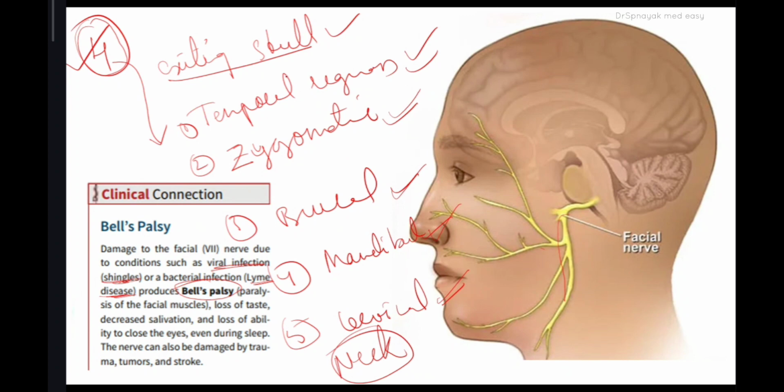Okay, so I told you these are the five different regions it is innervating, right? So some patients will have loss of taste, some will have loss of salivation, some will have loss of ability to close the eyes. All these symptoms patients used to have. And this facial nerve is also damaged due to trauma or facial injuries, or sometimes due to stroke. Brain stroke is very important. Stroke is a very, very important disease in which the cranial nerves are damaged.